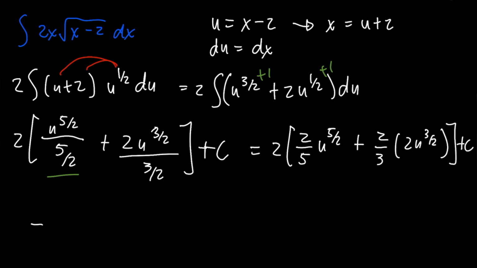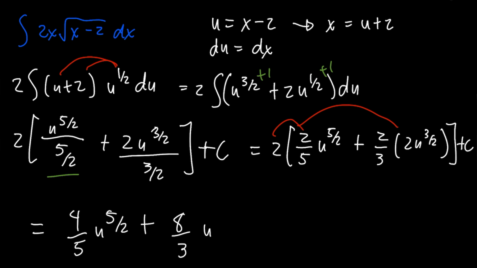So then let's simplify this. Let's multiply 2 on these two terms. 2 times 2/5, that is equal to 4/5 u raised to 5/2, plus 2 times 2 times 2. Since we have 3 2's here, we'll have 8/3 u raised to 3/2 plus c.